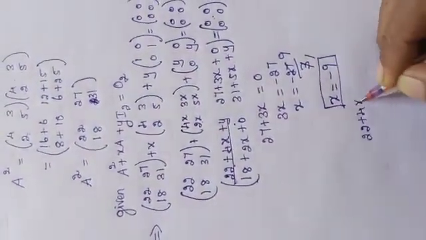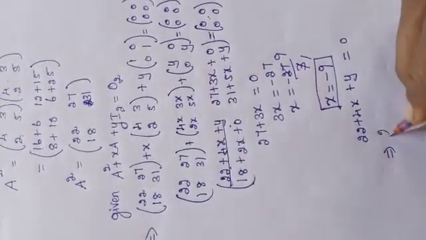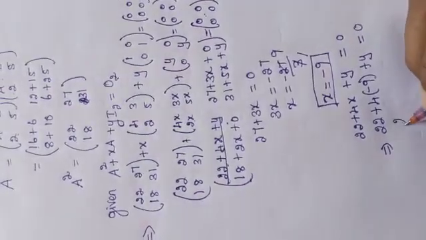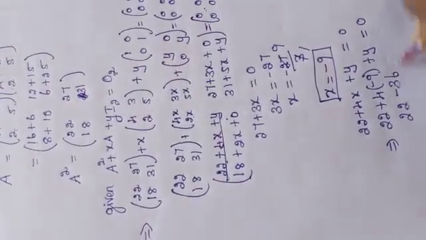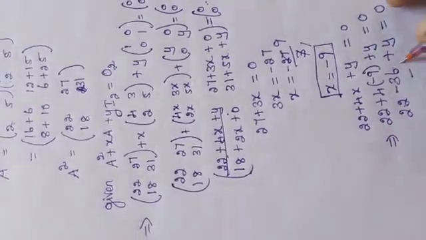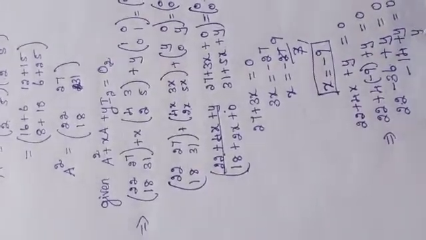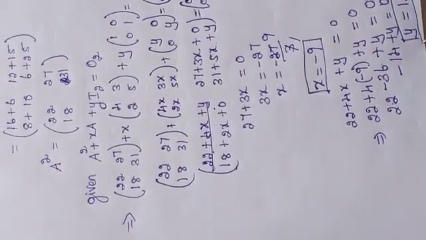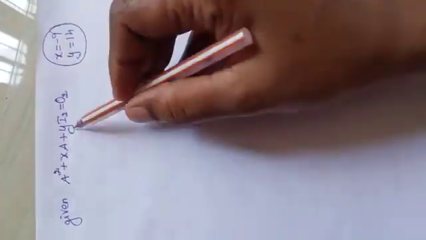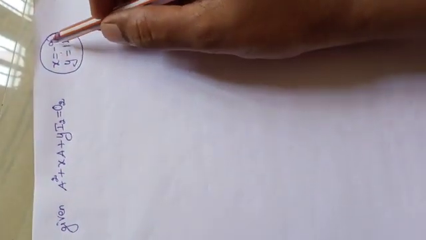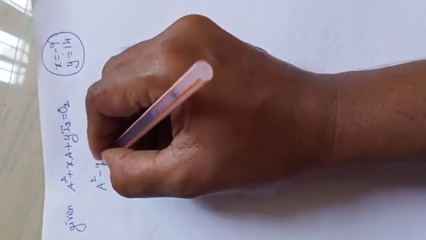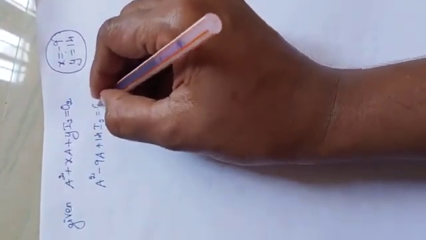22 plus 4X plus Y is equal to 0 implies 22 plus 4 into the value of X, which is minus 9, plus Y is equal to 0, or 22, 4 into minus 9 is minus 36, plus Y is equal to 0. 22 minus 36, how much will you get? Minus 14. So minus 14 plus Y is equal to 0, or Y is equal to plus 14. So we have got the value X equal to minus 9 and Y is equal to 14. See, given A square plus XA plus Y I2 equal to O2. We have found out the value X equal to minus 9 and Y equal to 14. Shall we substitute first? So we may get A square minus 9A plus 14 I2 is equal to O2.